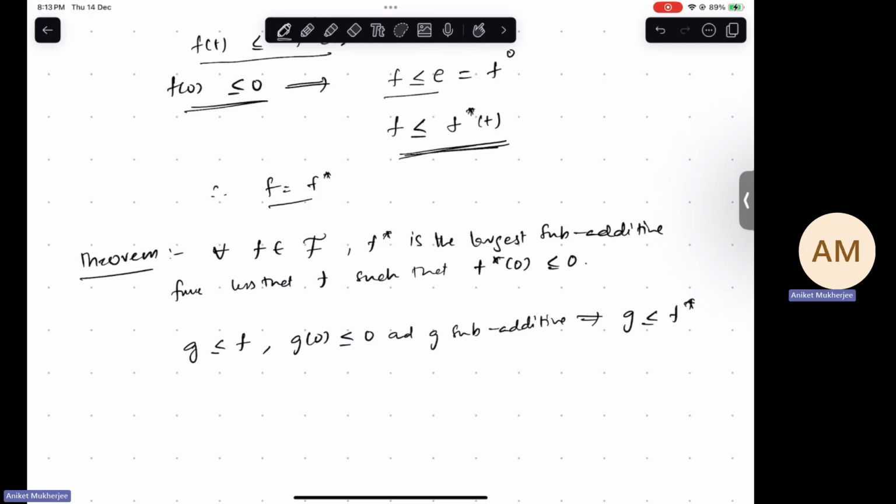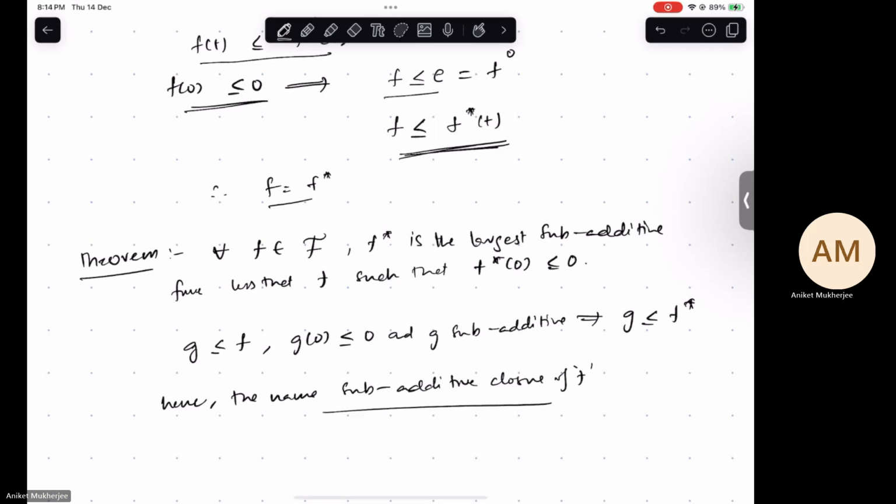This comes from the previous two lemmas, right? Hence the name subadditive closure of f. So the f star operator gives you the largest subadditive function that is less than the function that is given, such that f star of 0 is less than or equal to 0.